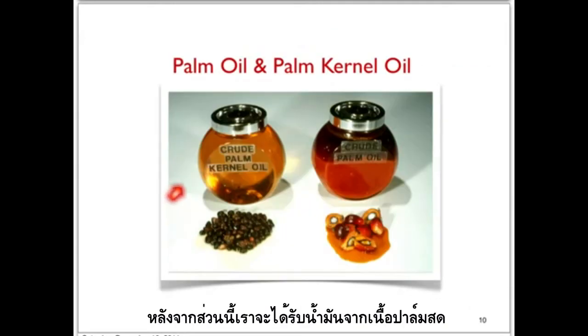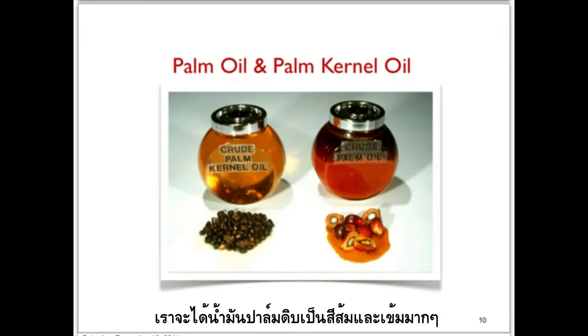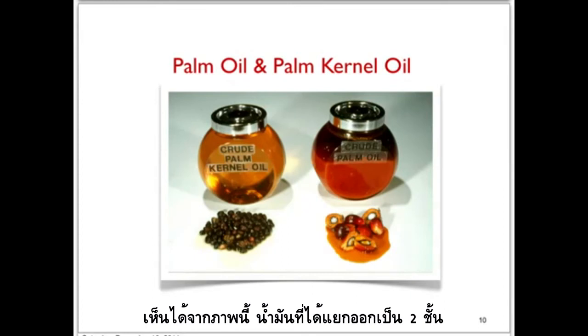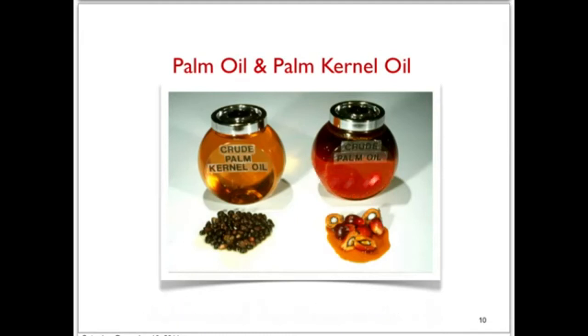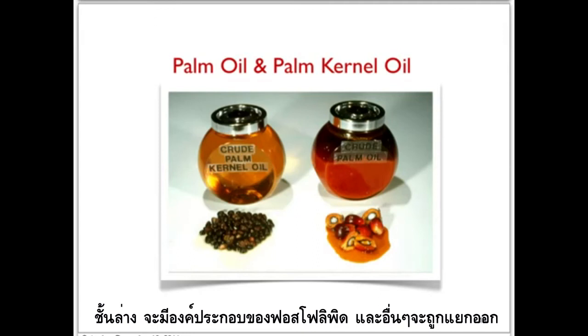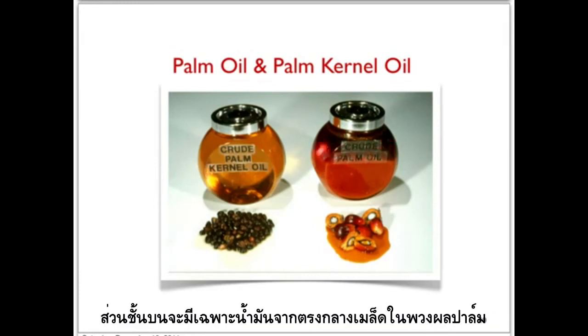So after the extraction, from the mesocarp or from the outer flesh, we can get the crude palm oil. So the color is very dark orange color, and here you can see in this picture the oil has actually separated into two layers. The bottom layer contains a lot of insoluble component or phospholipids and other things that need to be removed, and the upper layer is basically the oil.